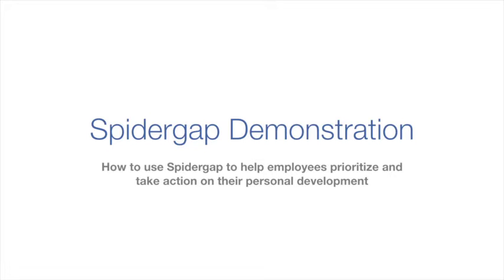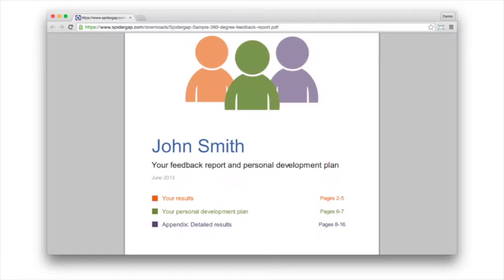In this video, I'm going to give you a short demonstration of how you can use Spidergap to help employees prioritise and take action on their personal development. We'll start with a review of the 360 feedback report, exploring how Spidergap's reports make it easy for people to identify their priorities for improvement.